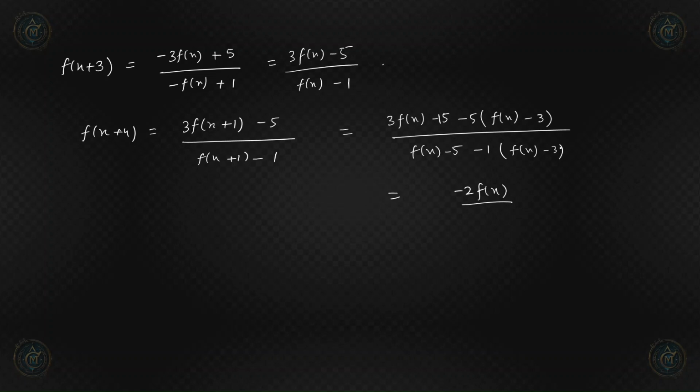Then in the denominator part we have f(x) minus f(x), that means they cancel each other, right? So we have minus 5 plus 3, that is minus 2. So this becomes f(x). So what will be our final equation? We got f(x+4) equal to f(x). Okay, that means this 4 is our fundamental period, right?